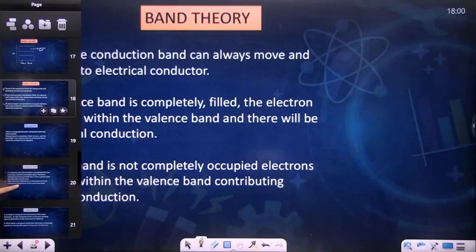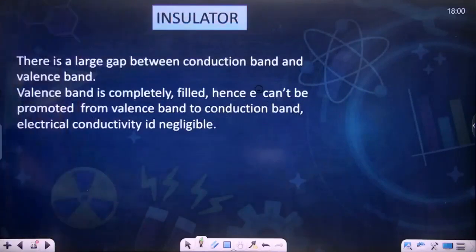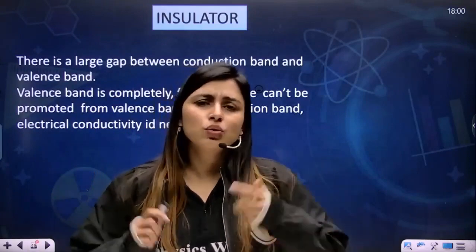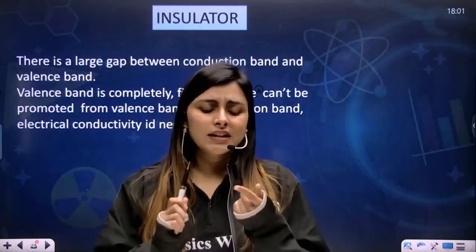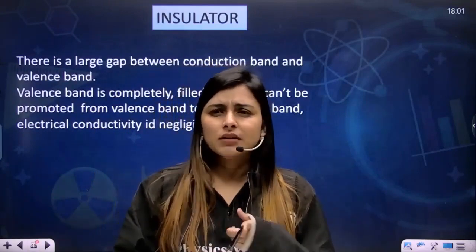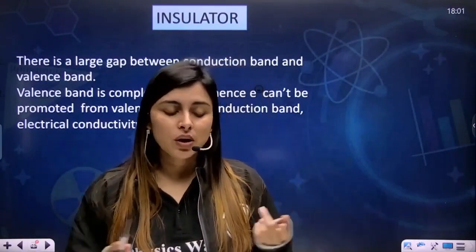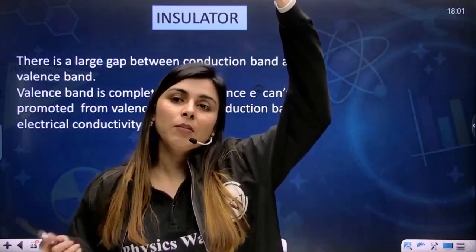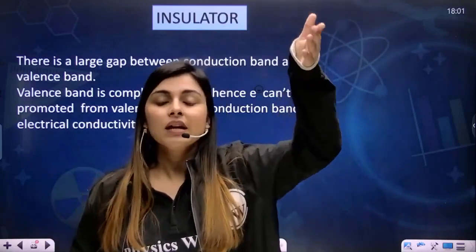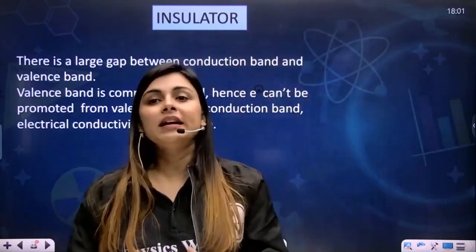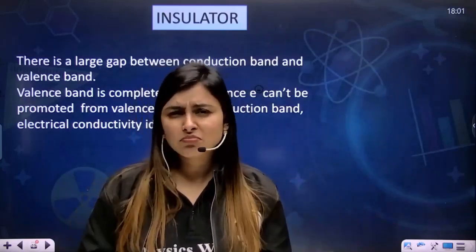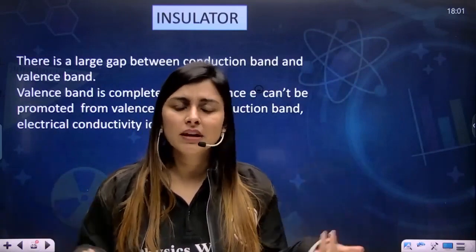Now, let's talk about insulators. What are insulators? Those which do not conduct electricity. Why do they not conduct electricity? Definitely their valence band might have been completely filled, so electrons don't have the space to move around. And definitely electrons do not have the effective amount of energy to reach the conduction band. Since they cannot go to the conduction band, they cannot conduct electricity. These are the few things that might happen in insulators.